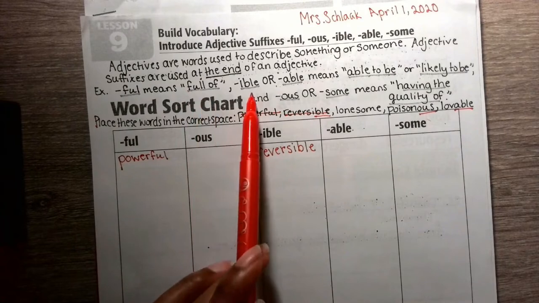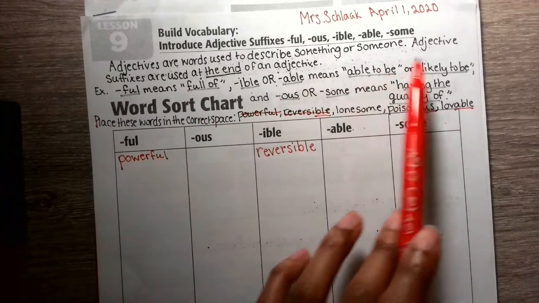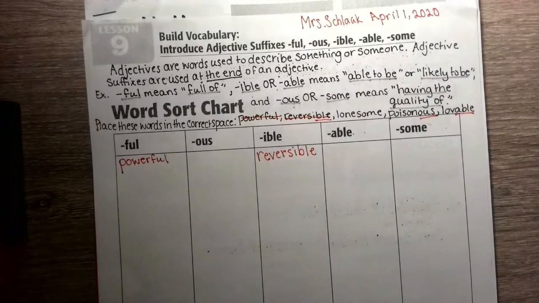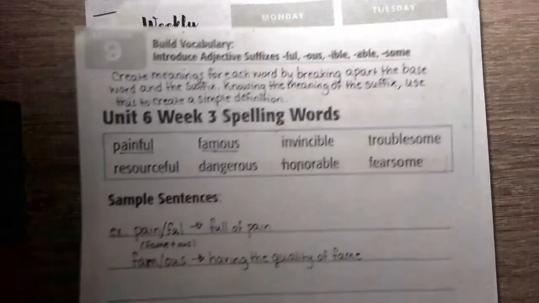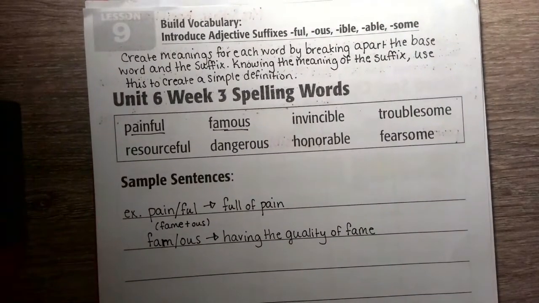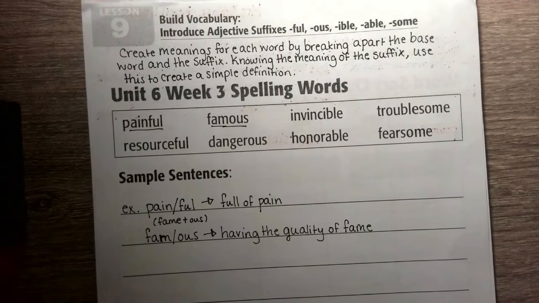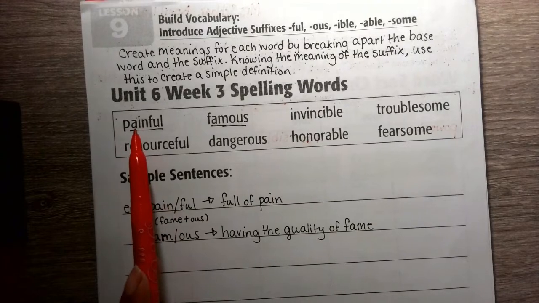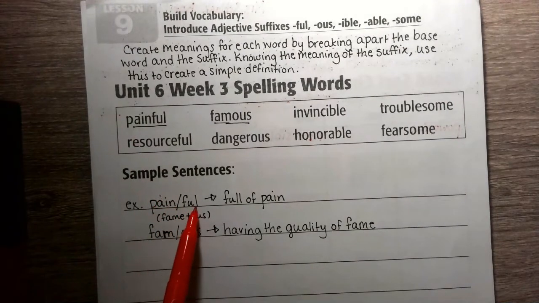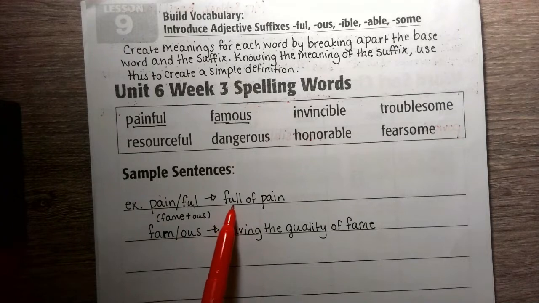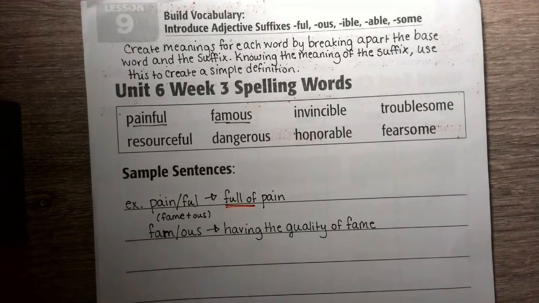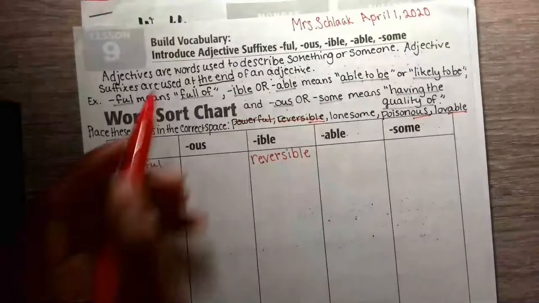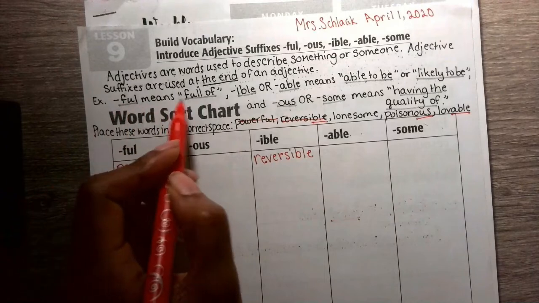Here are my meanings of each suffix. So here's my suffix and here's the meaning. I'm going to use this to create sort of like a mini definition or a simple definition for each word. So let's look at painful. Painful is the word pain and full, which refers to something that is full of pain. Where did I get full of from? I got it from right here because full means full of.